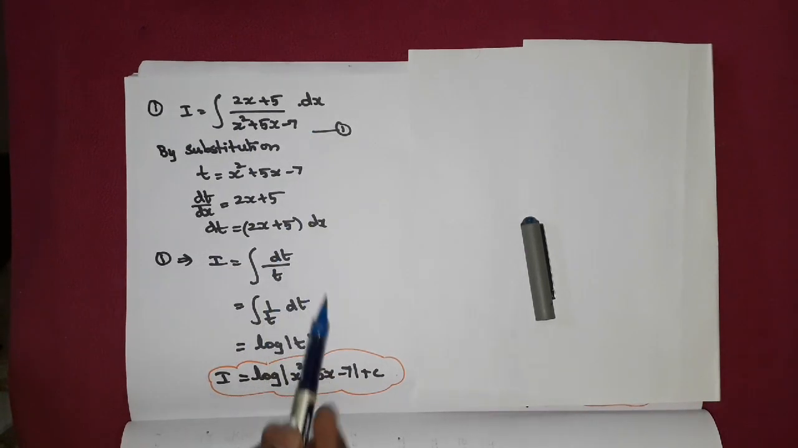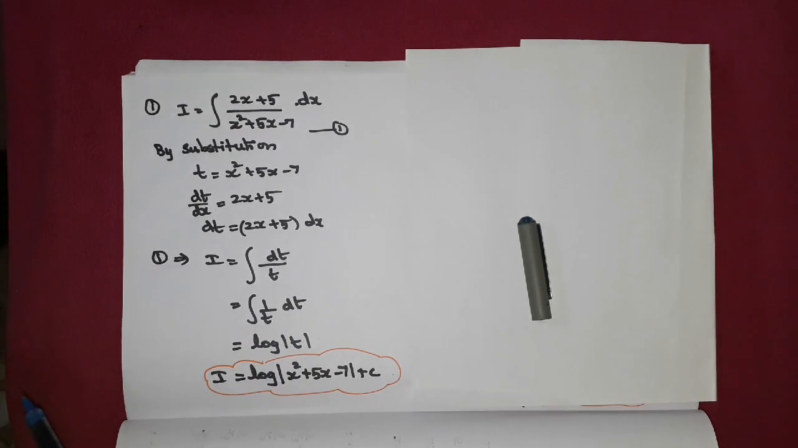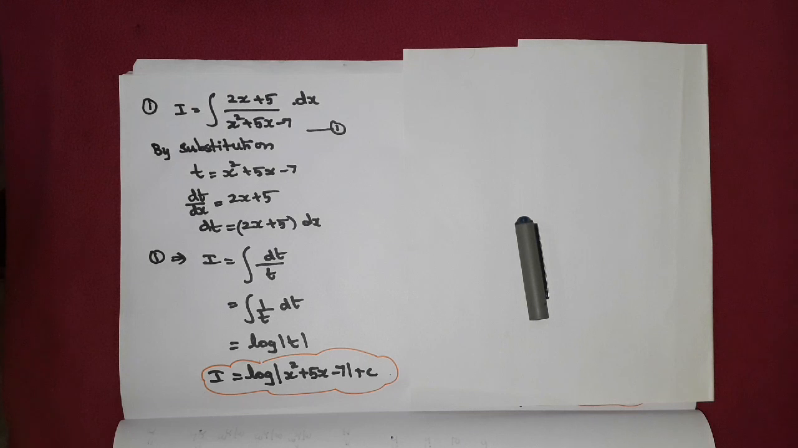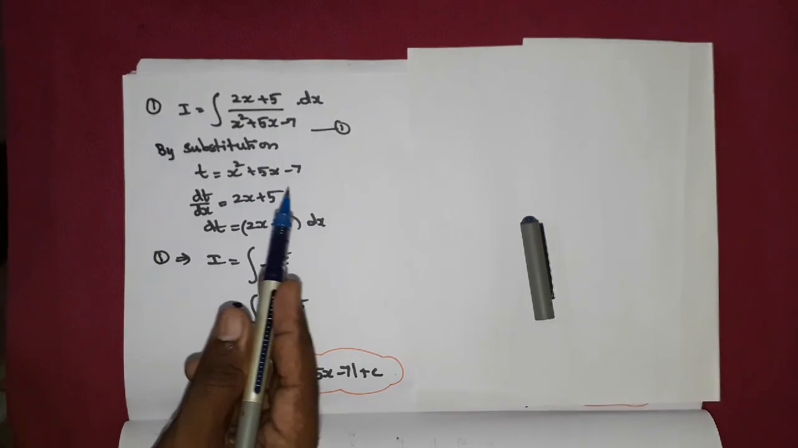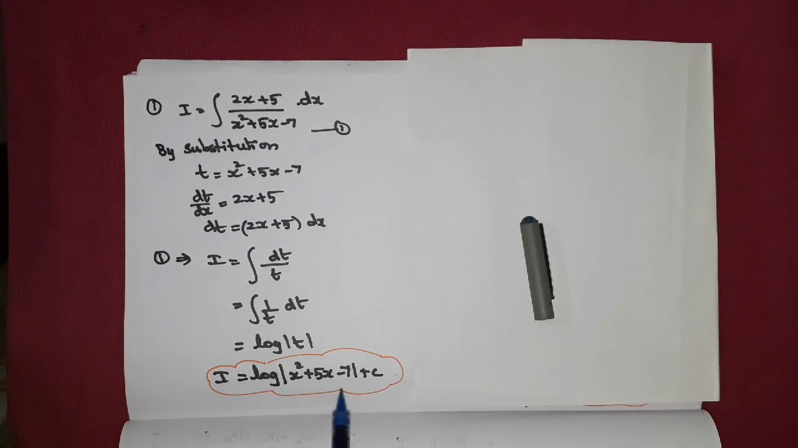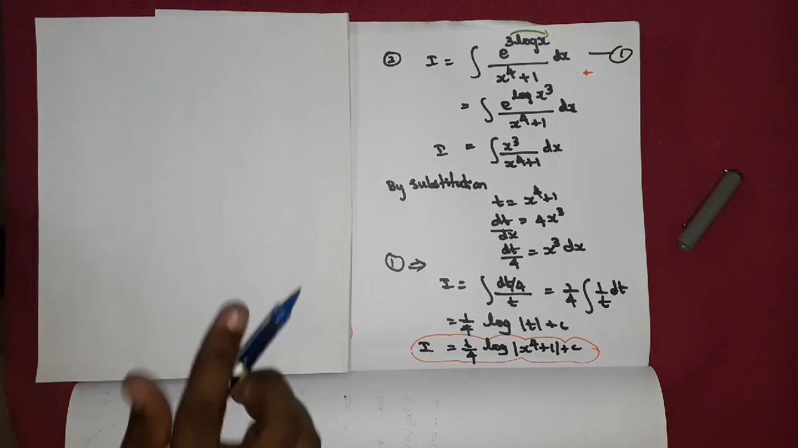Now take dt away, so you get integral 1 by t into dt. When you integrate 1 by x, what is it? Log x. Likewise here, log of modulus t. So t value is x square plus 5x minus 7. Apply in that place plus c, and that's all. Now sum number 2 we are going to see.